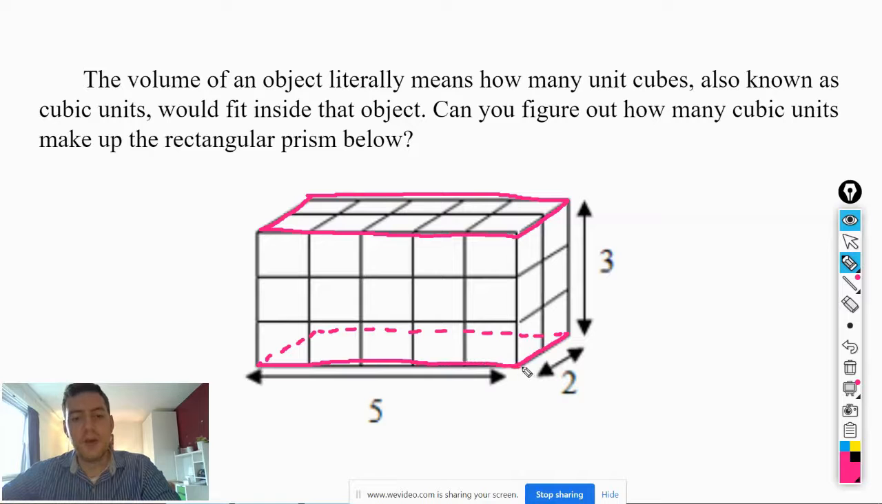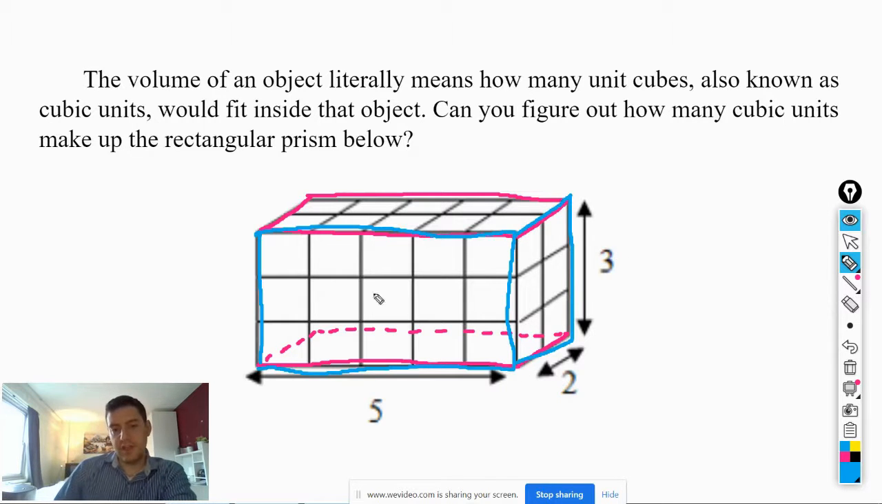The definition of a prism, by the way, is a three-dimensional object with two bases, and those bases are congruent, so they're the same, and they're also parallel to each other. So they're not like this, they're moving in the same direction. And all of the other faces are parallelograms. So this object here meets that definition because it has two congruent and parallel bases, and all of the other faces are parallelograms. This is a parallelogram, this is a parallelogram. In fact, all of the faces here are rectangles, but rectangles are types of parallelograms.